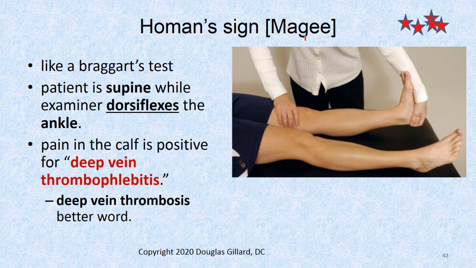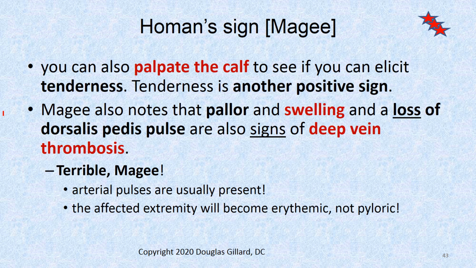But this is the way Magee, that's the board book, says to do it. Patient is supine, and you do a dorsiflexion. It's as simple as that. If they have pain in the calf, ouch, my calf hurts, the test is positive. Now, here's where Magee starts to get a little cuckoo. Well, this one, I can buy. So you palpate the calf to see if there are cords or tender cords. That is another positive sign. That's about 50% accurate.